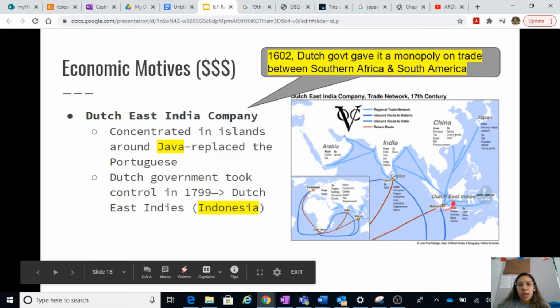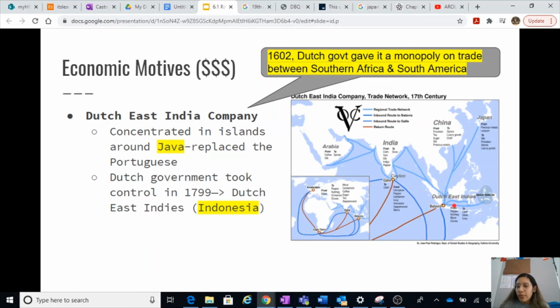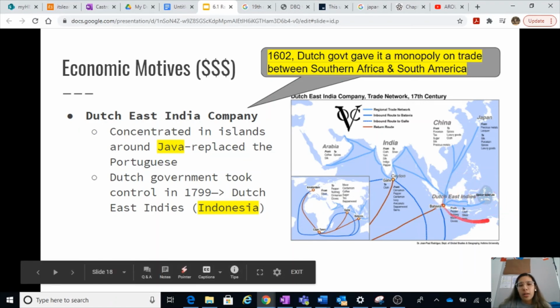The Dutch government, after finding out that the Dutch East India Company was a little corrupt, is going to take control of the colony and call it the Dutch East Indies, which is modern day Indonesia.